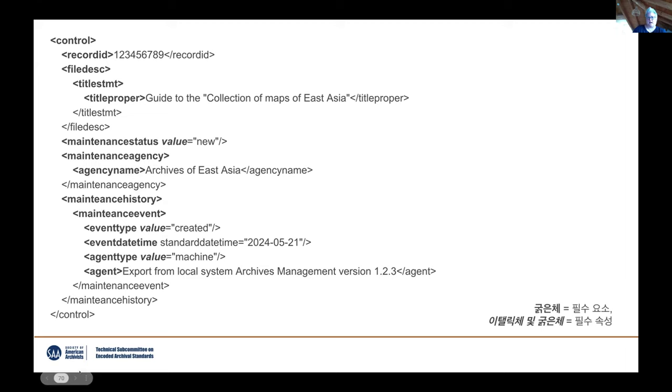And this is again how this would look in the EAD XML structure. You can see this is only looking at the mandatory elements within control, and just some example values in there, of how you can include that information. Next slide, please.